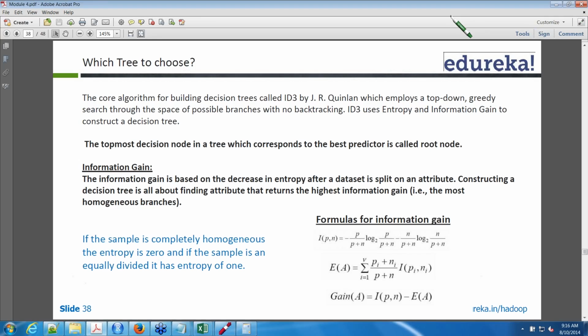And it is also called the Shannon entropy theorem. Which column if I choose, the output will be better and the entropy will be 0. If the sample is completely homogeneous, entropy is 0, and if the sample is equally divided, it has an entropy of 1. So that column splitting only will be chosen for the splitting.